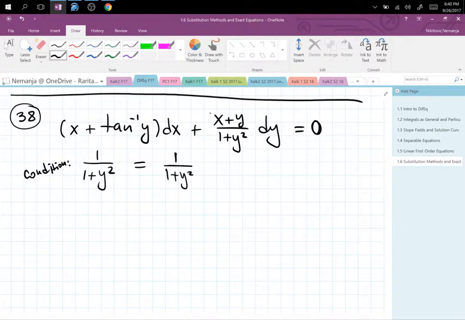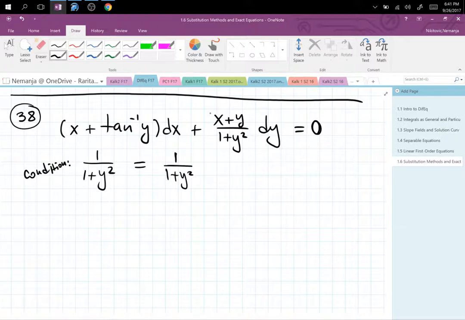If it's going to make it easier for you, split this into two fractions: x over the denominator plus y over the denominator. Observe that the second fraction, y over 1 plus y squared, has no x, which means that the whole thing dies when you take the derivative. But the first fraction has x, and you have to keep its denominator as a constant. The derivative of x is 1, keep the denominator as a constant, plus the second fraction dies completely. So that's why this is the partial derivative, and they're equal, condition fulfilled. We have the exact equation, and now we can go and try the solution.